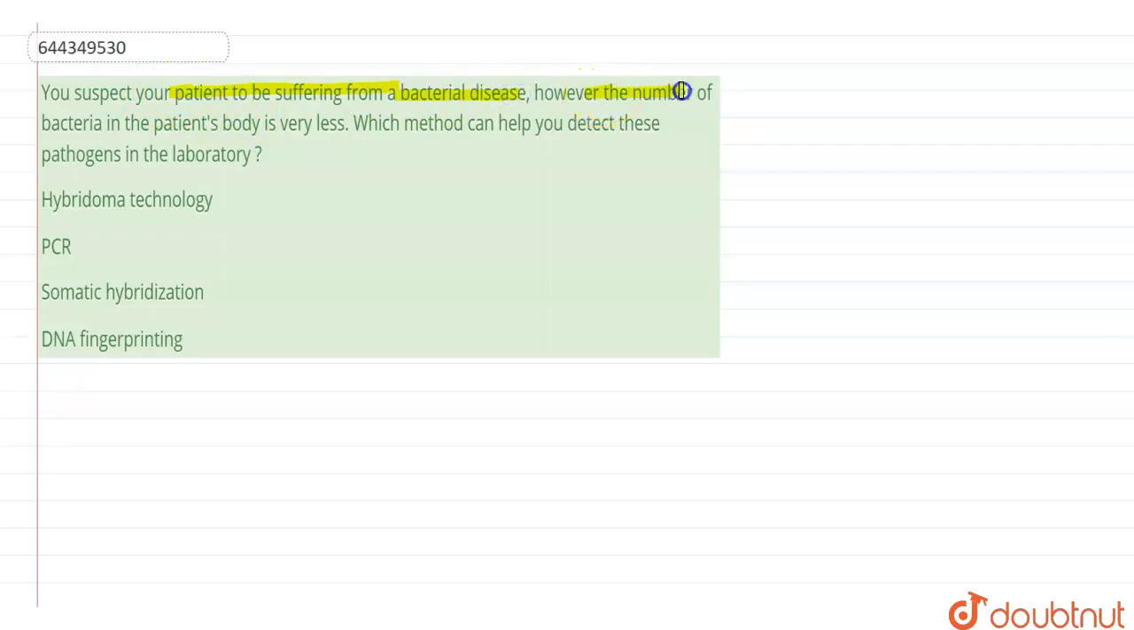Hello students, the question here says that you suspect your patient to be suffering from a bacterial disease. However, the number of bacteria in the patient's body is very less. By which method can you detect pathogens in the laboratory?